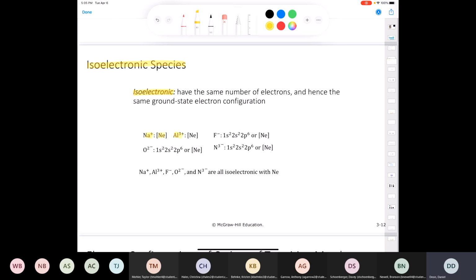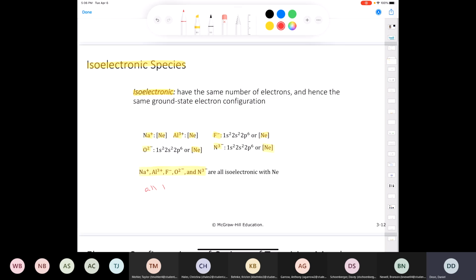If we look over at aluminum, which is in the same period, you see that if aluminum loses 1, 2, 3 electrons, it will have 10 electrons, which renders it isoelectronic with neon. Same thing for fluorine. If fluorine gains 1 electron and becomes fluoride, it becomes isoelectronic with neon. We can do the same exercise for oxygen, which becomes an oxide, gains 2 electrons, becomes isoelectronic with neon, and the same thing for a nitride. And so all of these ions are isoelectronic with neon.